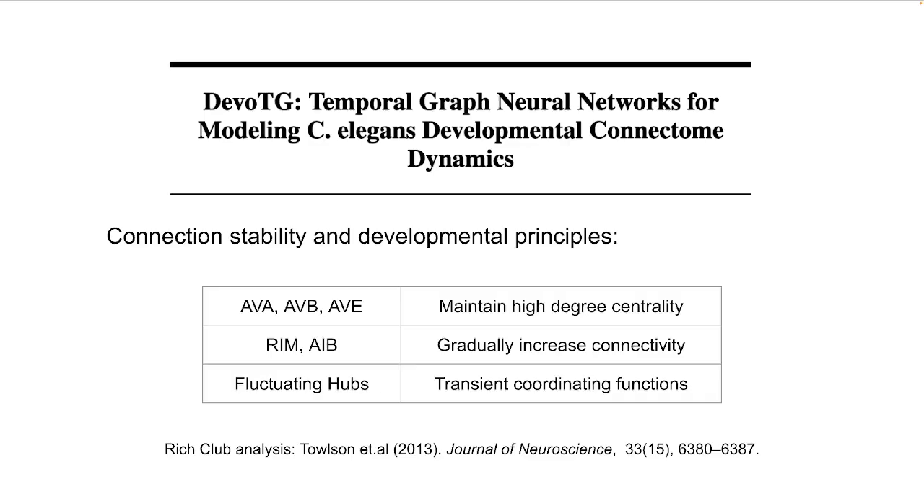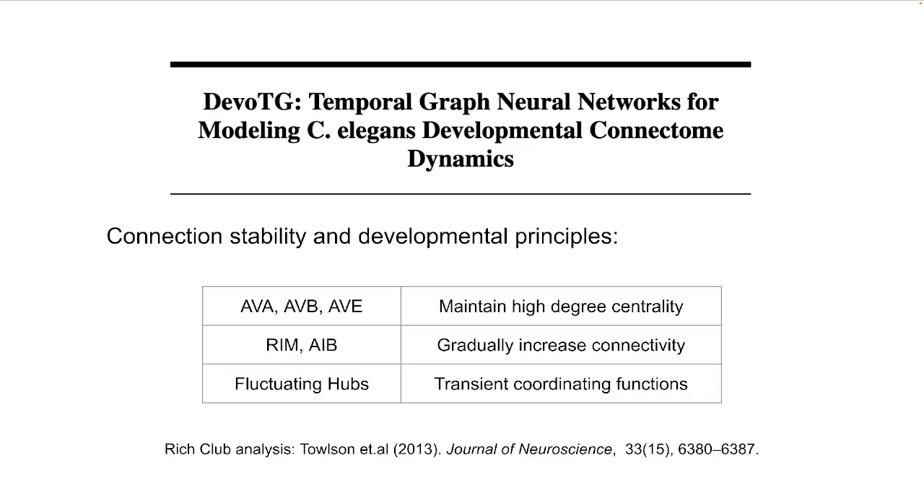We have AVA, AVB, and AVE. These are all neurons in the rich club in adulthood. These maintain a high degree centrality throughout development. So they establish themselves as hubs early, and they maintain the centrality across development. Cells like RIM and AIB are also part of this rich club in adulthood, and over larval development they gradually increase their connectivity. So in synaptic terms, it's not from hatch that they're very highly connected or connected to a lot of other cells. This increases over developmental time.